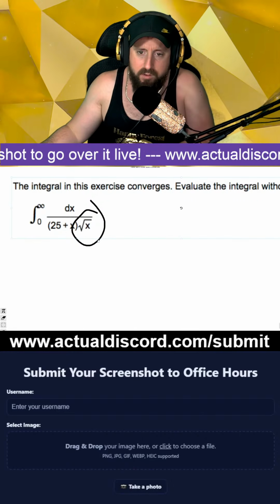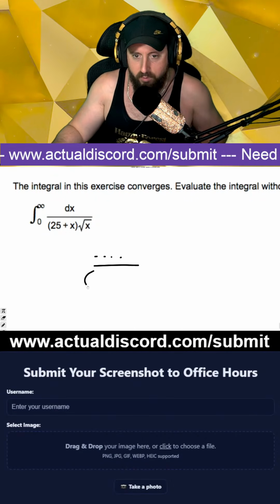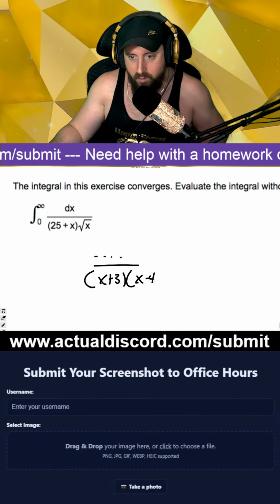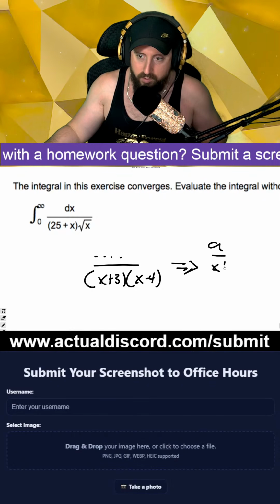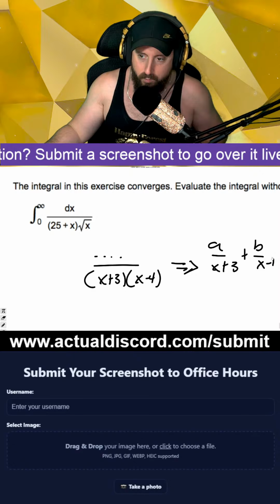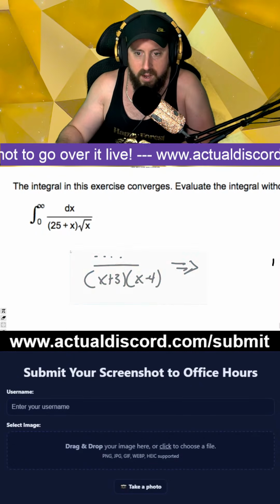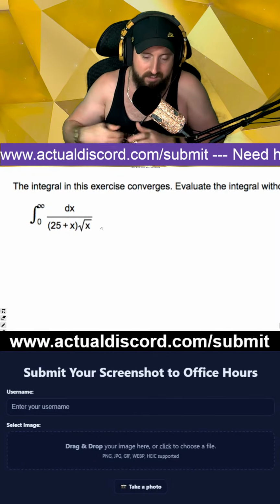Yeah, so Jeff has a good point. If this was just, for instance, like blah, blah, blah, over x plus 3, x minus 4, this can totally be done with partial fractions, like A over x plus 3 plus B over x minus 4, or whatever. Yeah, this would be great. I would love to do this. And I guess I kind of see it. I just don't know, what's the partial fractions rule for square root of x?